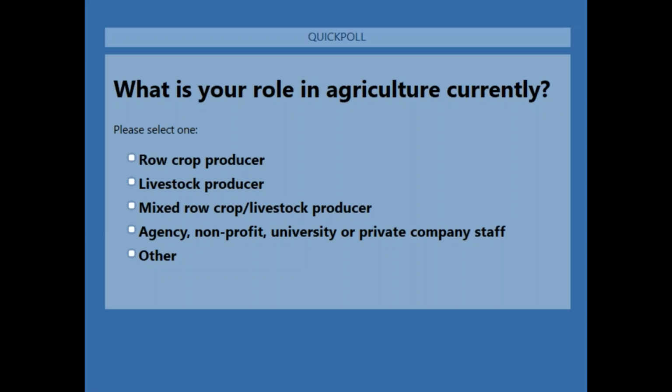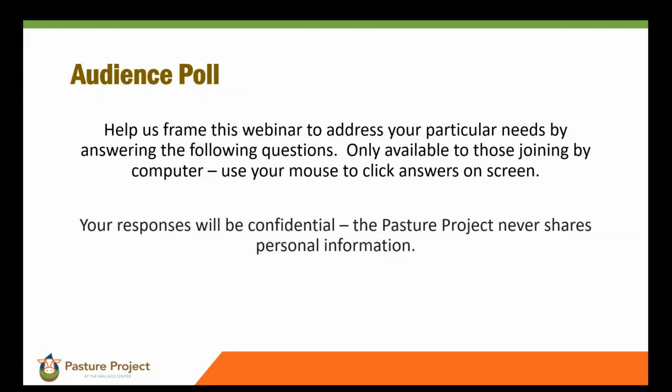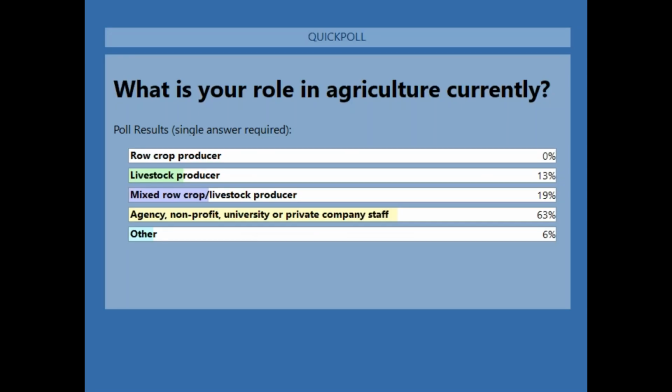What is your role in agriculture currently? Choices are row crop producer, livestock producer, mixed row crop / livestock producer, agency, nonprofit, university, or private company staff, or other. So take a moment. We'll give this a few seconds here. Okay. Looks like majority agency, nonprofit, university, or private company staff, and then a good mix of livestock and row crop producers. So welcome everyone.